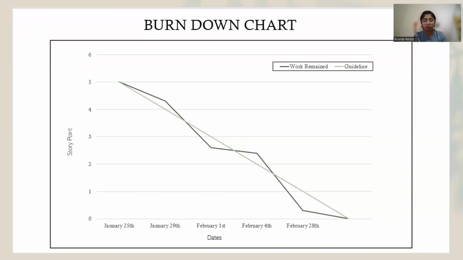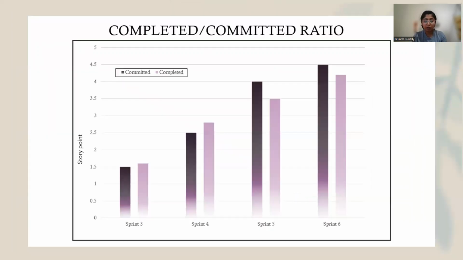So this is the burn down chart. In sprint 6, you can see the ideal line with guidelines and the zigzag one as work remained. So when it comes to 0, that means the task is completed and sprint 6 is successfully done. Later on, coming to the completed and committed ratio, it shows the amount of work done in all the sprints when it began and the amount of work completed during the sprints.